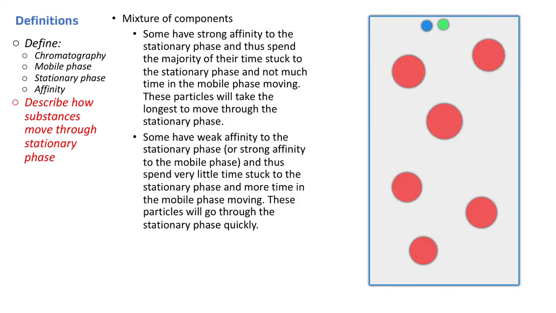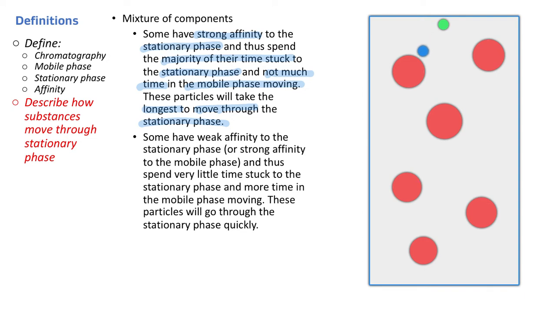Let's just go through it again, making sure we have a good idea of how this works. In a mixture of components, some have a strong affinity to the stationary phase and thus spend the majority of their time stuck to the stationary phase and not much time in the mobile phase moving. So they will take the longest time to move through the stationary phase. We're going to use the blue one here. The blue one stuck to the stationary phase for a long time. It stays there, then moves to the next one, then the next one, but it stays stuck to the stationary phase for a long time, and therefore it takes a very long time to move through.